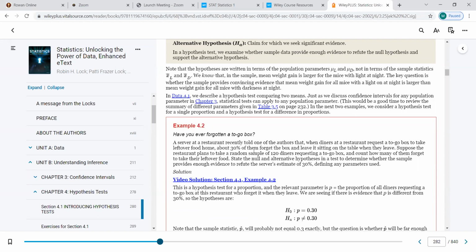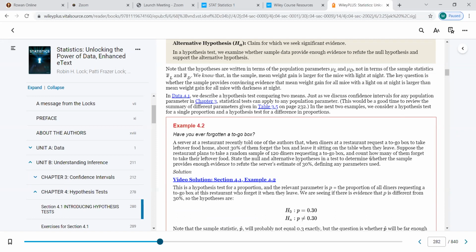I'm sure this has happened to you too. You ask the server to give you a little bag or something, you put it in and then you forget it, right? And you never go back and get it. But according to the server, out of all the people who come to the diner, they believe about 30% of them forget the box and leave it on the table. Now, this is a hypothesis because they haven't really collected any data on this. This is what the server believes is true.